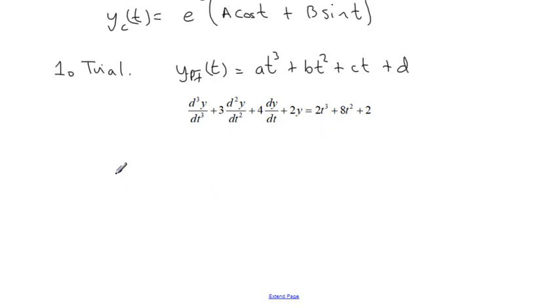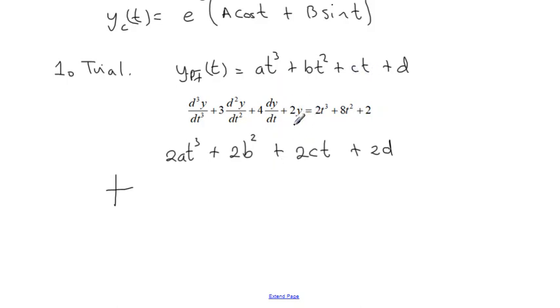I'm going to simply write here plus. So what I'm going to start with is taking twice the solution which is suggested there, which is going to give us 2a t cubed plus 2b t squared plus 2c t plus 2d. That captures this part of the equation.